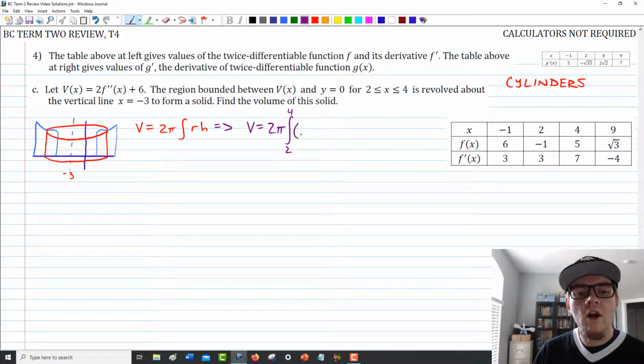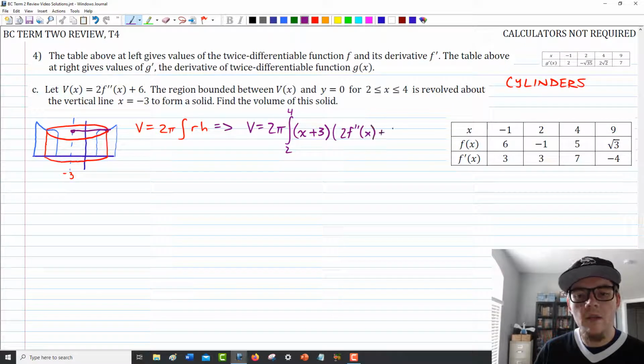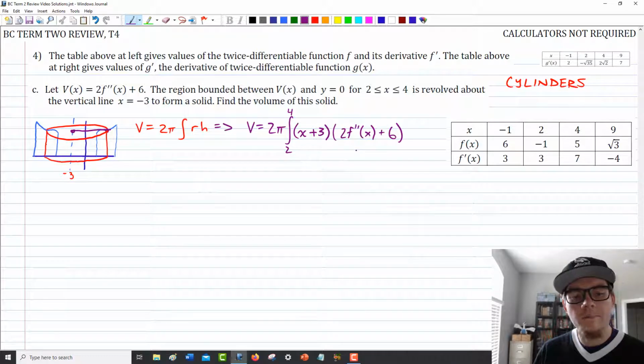As far as the inside, our radius going right minus left, there's right minus left. Right minus left is going to be x minus negative 3. And then our height is just going to be 2f double prime of x plus 6. So this is going to be a challenge to multiply out, but I guess we've gotten this far. I'm looking at it going, no, I don't really want to do that, but I can do it. I'm ready to do it.